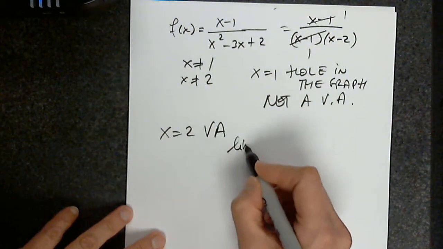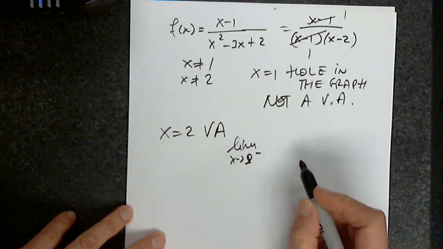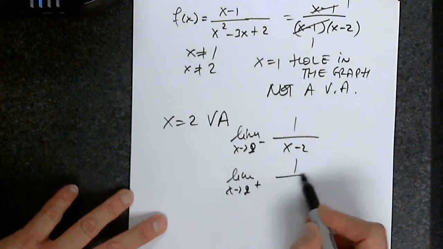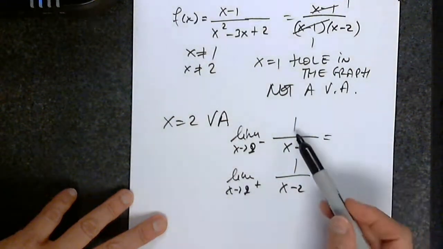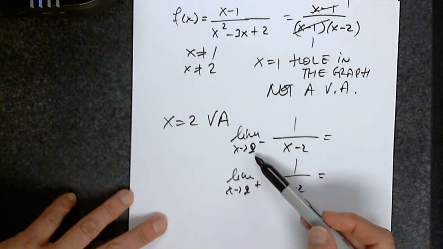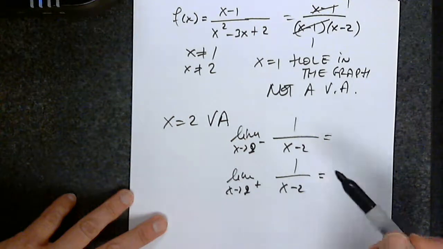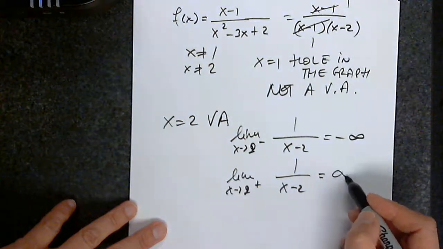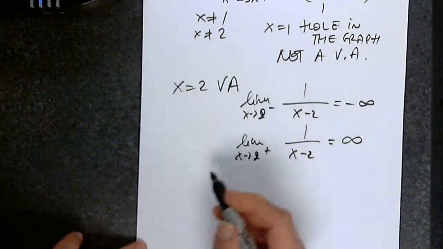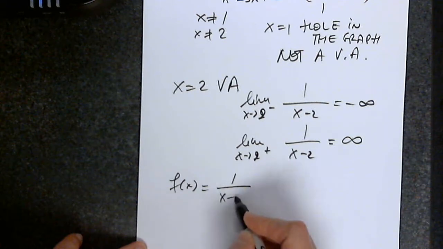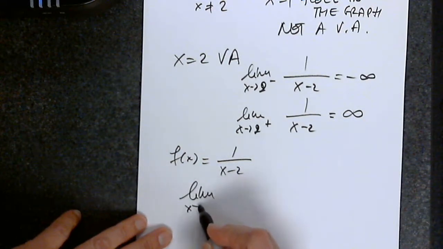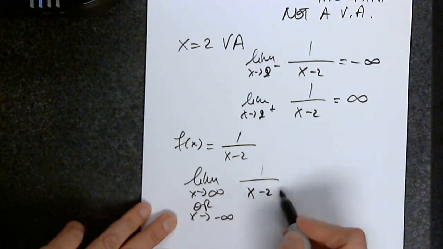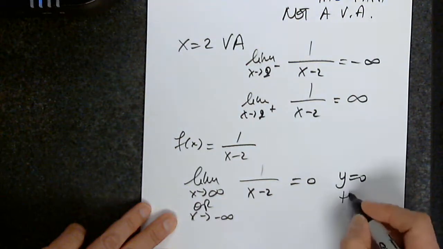So I have to show the limit as x approaches 2 from the left of 1 over x minus 2, and the limit as x approaches 2 from the right of 1 over x minus 2. So from the left, which is 1.9, 1.9 minus 2 would be negative, so negative infinity, and from the right is 2.1. 2.1 minus 2 is positive, so it's infinity. And now the simplified form is 1 over x minus 2. The limit as x approaches infinity, so I don't write it twice, of 1 over x minus 2 is 0. y equals 0 is a horizontal asymptote.